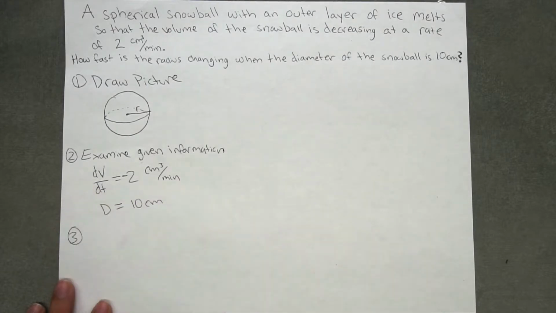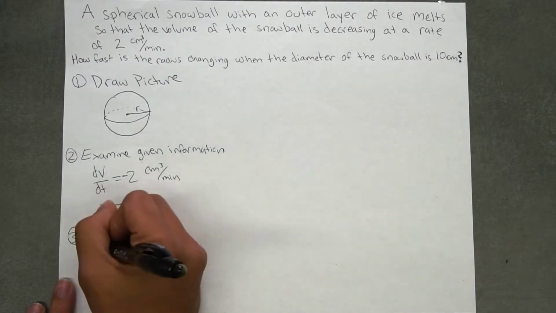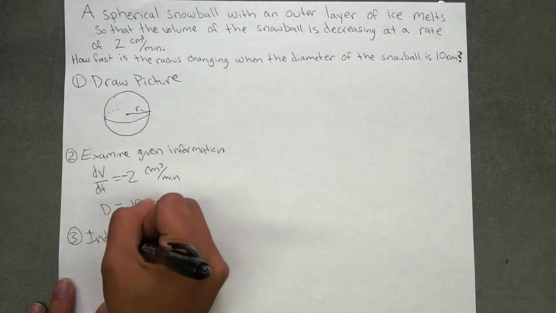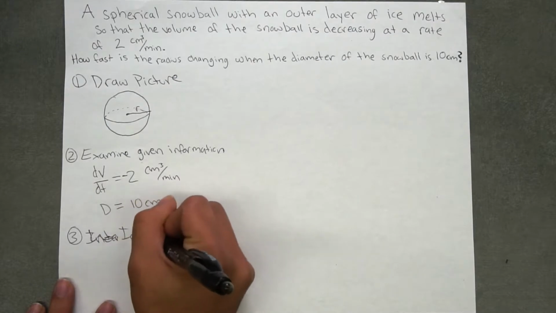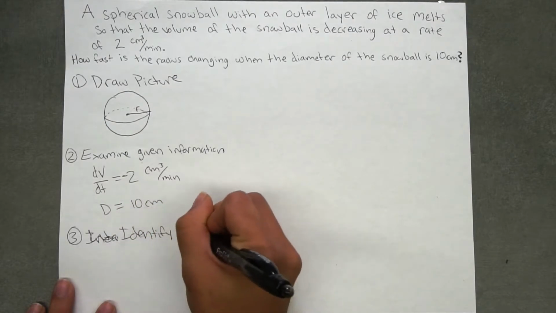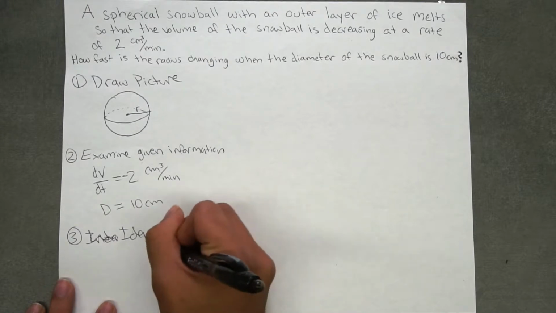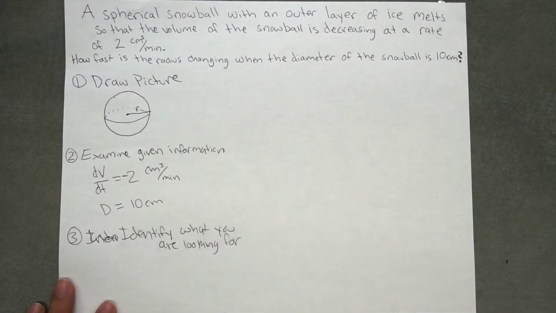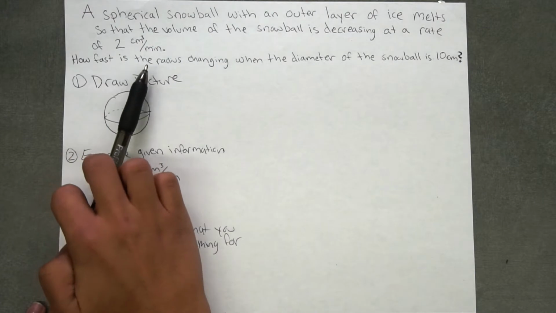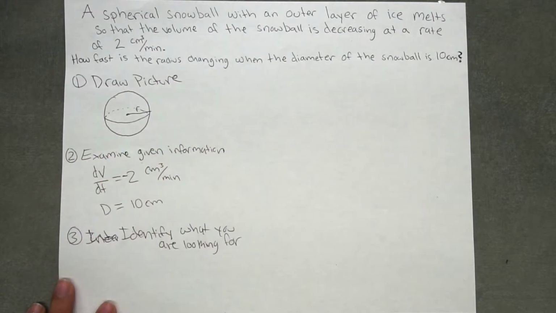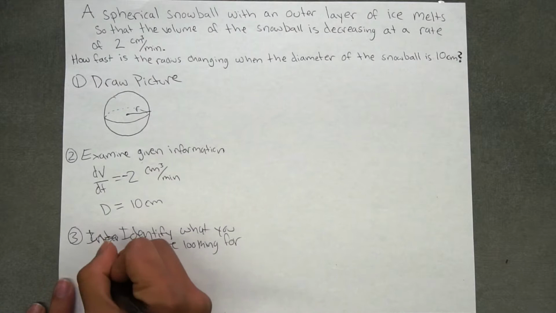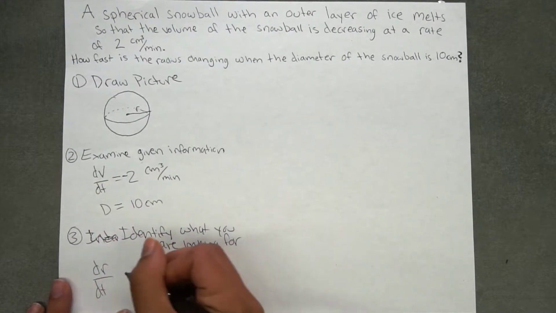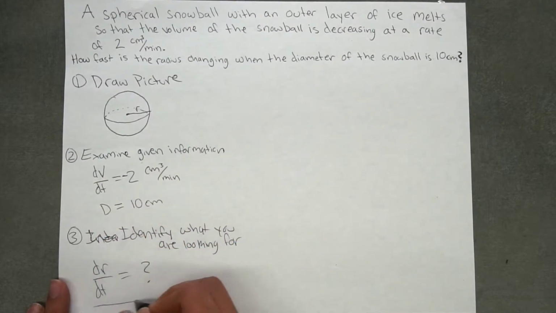Step 3. Now we have to figure out what we're looking for in the problem. So what is the problem asking? So it's asking for how fast the radius is changing, so the rate of change of the radius. We're going to use dr dt to indicate that. So that's what we're going to be looking for.